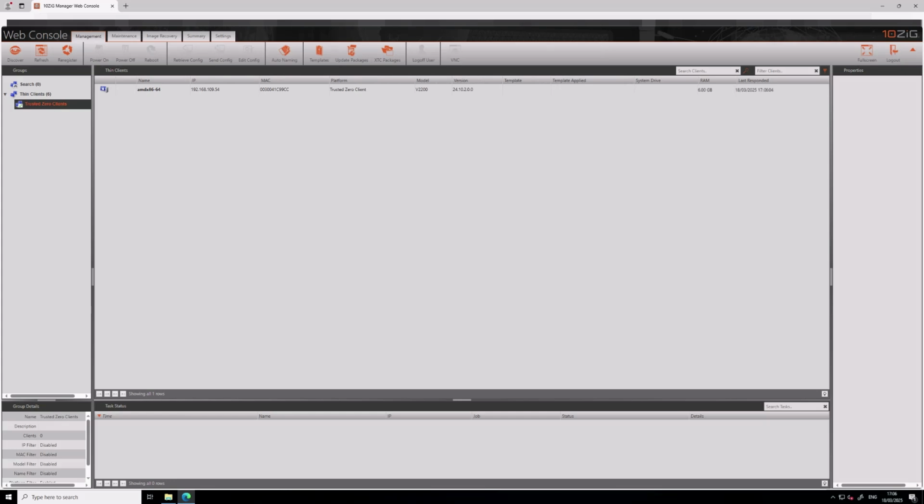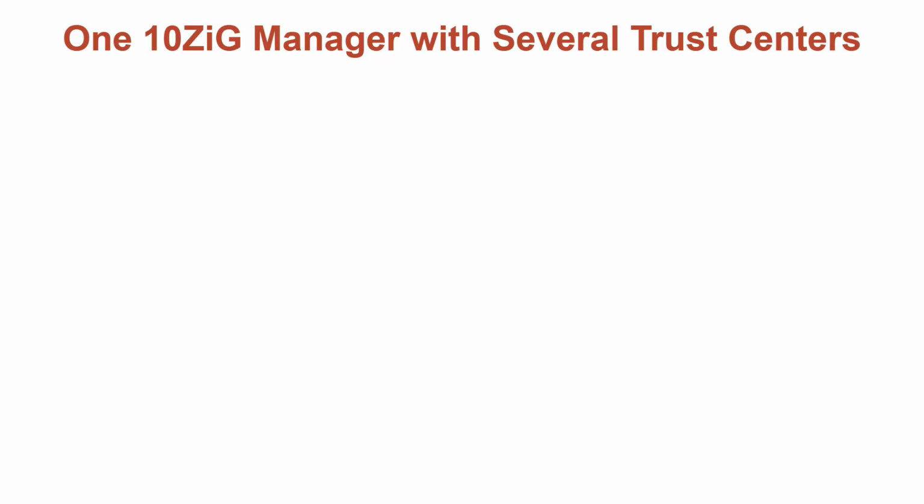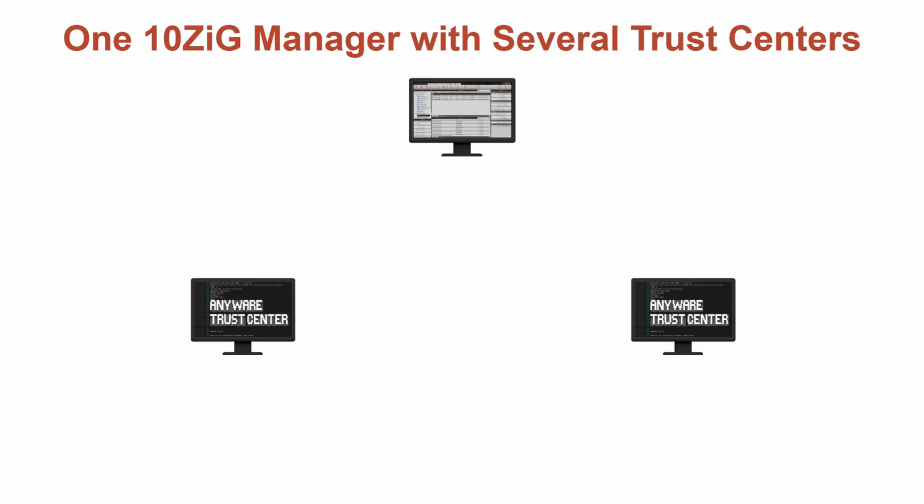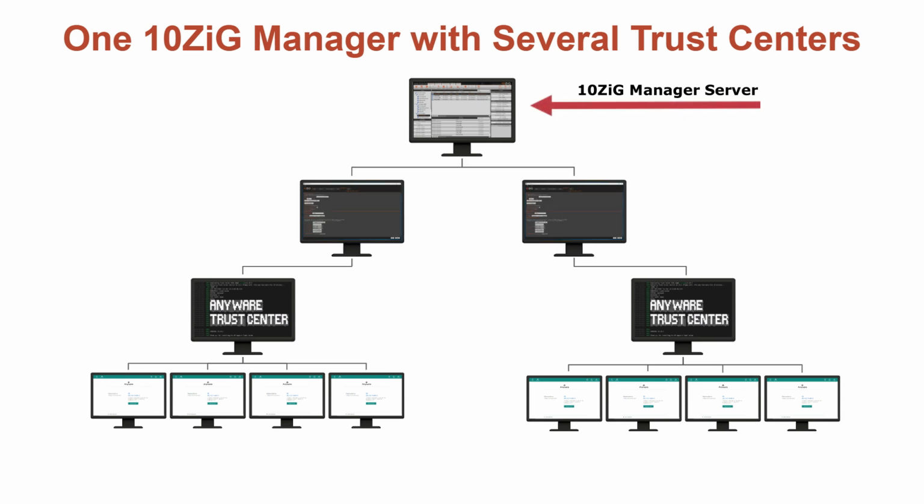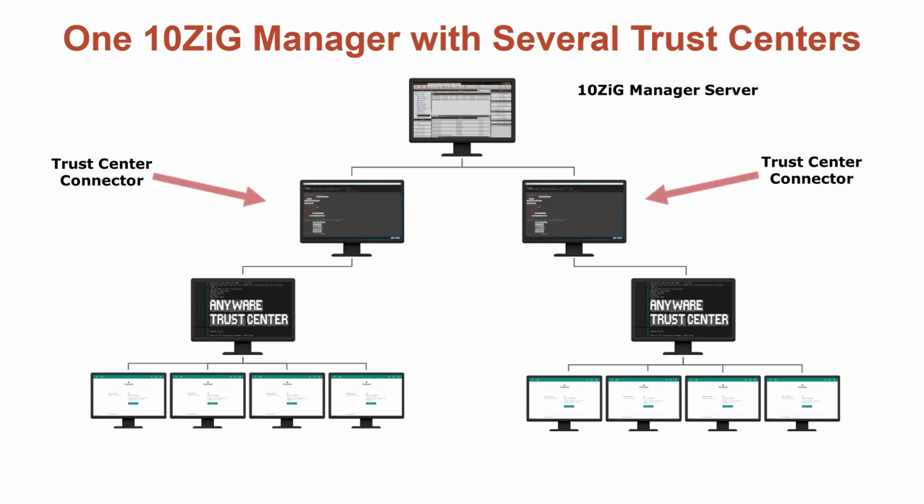Before we wrap up, we'll mention a possible setup scenario for your Tenzig Manager and Trust Center environments, where you might want to have a single Tenzig Manager instance, but also have several Trust Center servers managing separate groups of Trusted Zero clients. This can be done by installing your Tenzig Manager server on a dedicated virtual machine, and then installing the Trust Center connector on more than one separate VM.